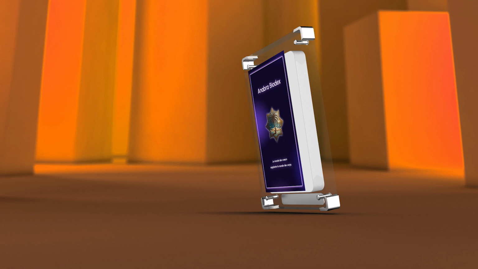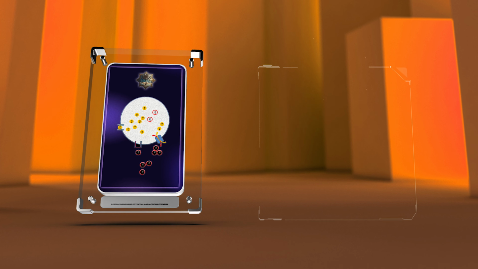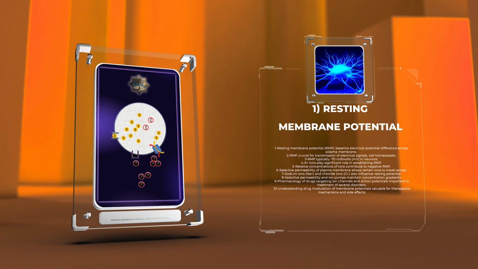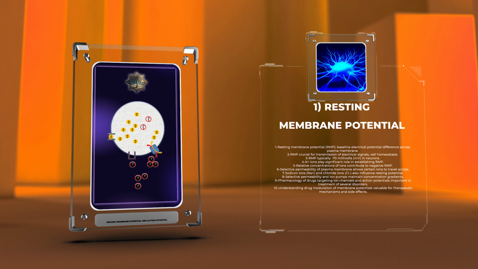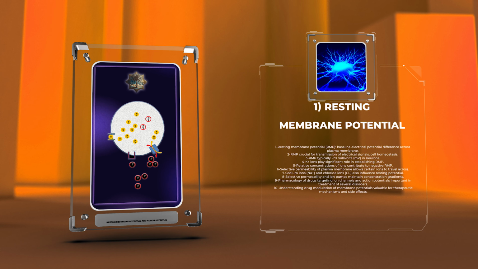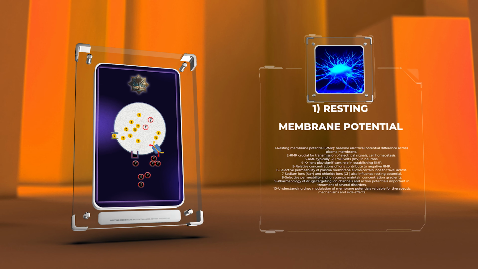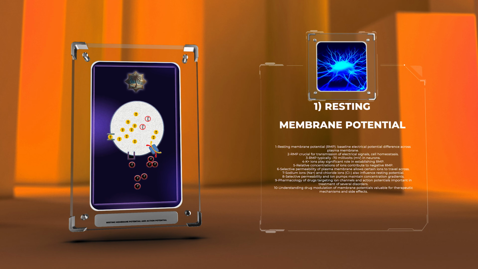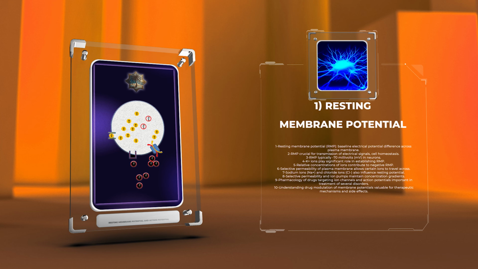The resting membrane potential, RMP, is the baseline electrical potential difference across the plasma membrane of a neuron or muscle cell when it is at rest. It is crucial for the transmission of electrical signals and maintaining cell homeostasis. The RMP is typically -70 mV in neurons. This negative potential is primarily contributed by the relative concentrations of ions inside and outside the cell.